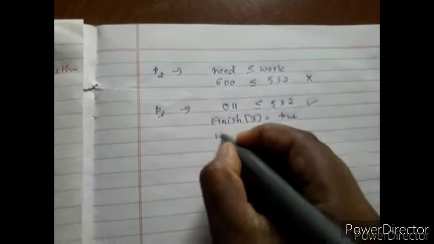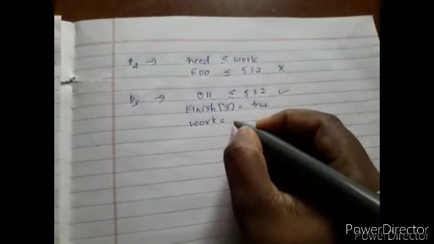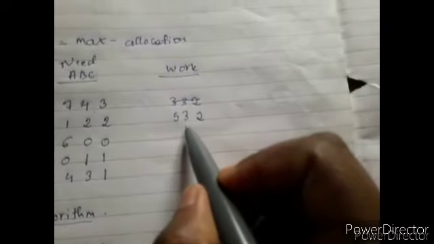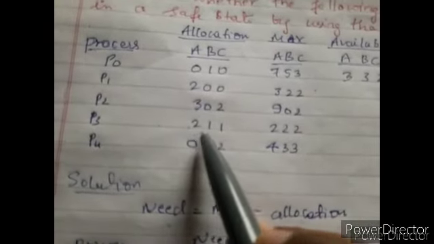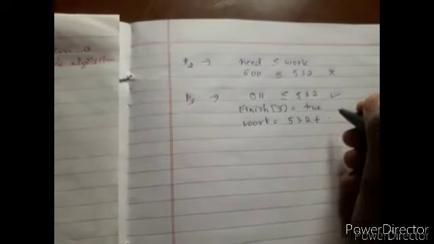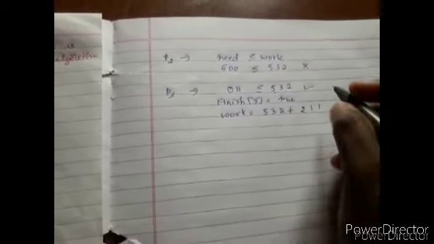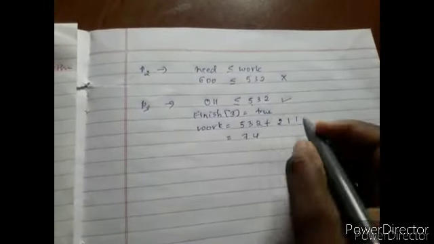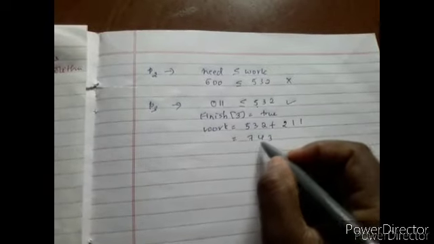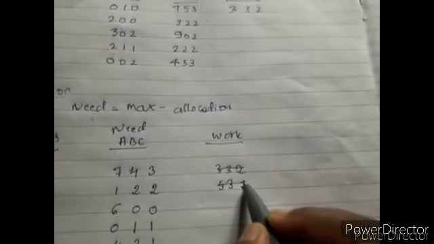Next we need to update the work value, because P3 is selected. Work is equal to work plus allocation. What is the work value here? 532 plus the allocation of process P3. What is the allocation of process P3? It is 211. So 5 plus 2 is 7, 3 plus 1 is 4, and 2 plus 1 is 3. So this is the current work, now updated: 7, 4, 3. Now P3 is selected.